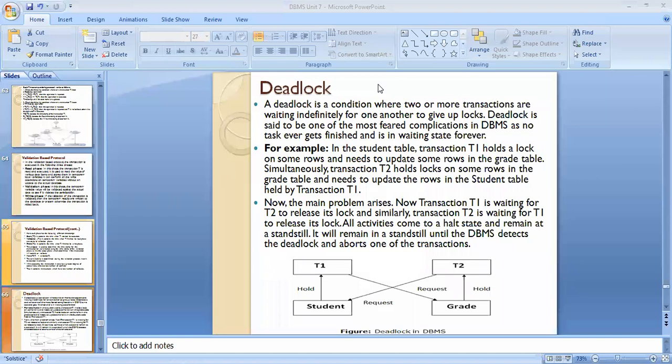No. Okay, fine. Okay, it's totally new for you. Fine. See, a deadlock is a kind of condition where two or more transactions are waiting indefinitely for one another to give up the locks.